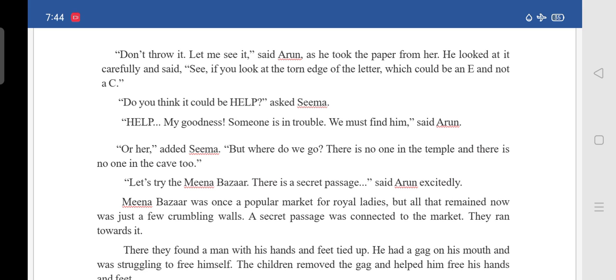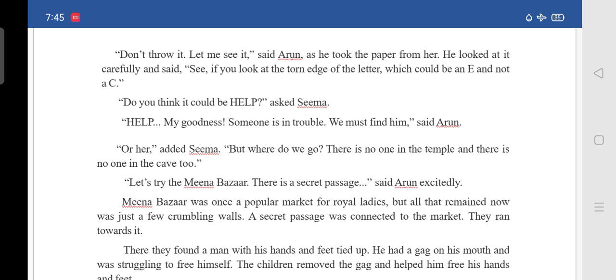"Help? My goodness, someone is in trouble. We must find him," said Arun. On hearing the word help from Seema, Arun said, "Help, my goodness." So he's saying that someone is in trouble and we have to find that person. "Or her," added Seema. So as Arun said, it may be some male person who needs help. Hearing that, Seema says it may be her, means it may be a lady or it may be a man. So we have to help them.